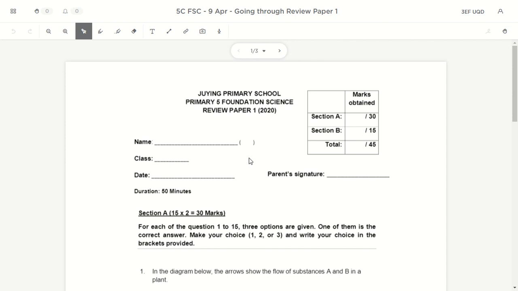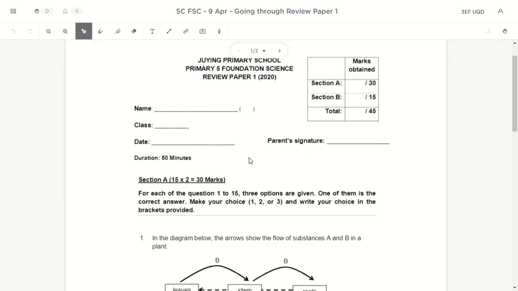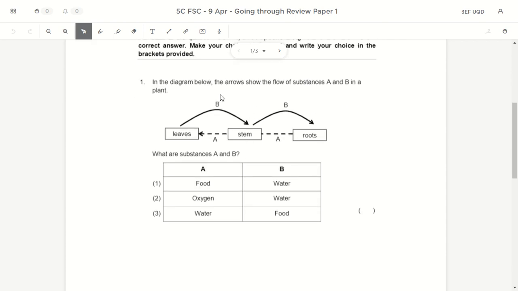Dig it out, and then make sure as I go through, you don't just look at the video. Make sure you do the corrections as well. So do the corrections as I go through the questions with you. Okay, so let's start question 1. In the diagram below, the arrows show the flow of substances A and B in a plant. So I have something that goes from the leaves to the stem to the roots. I have something that goes from the roots to the stem to the leaves. Okay, this is A and B.